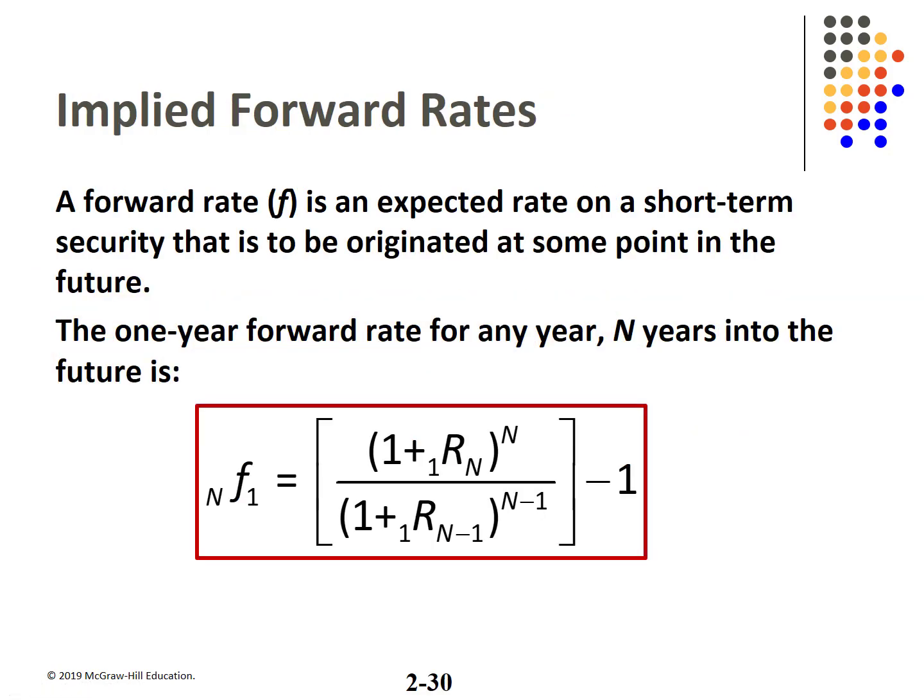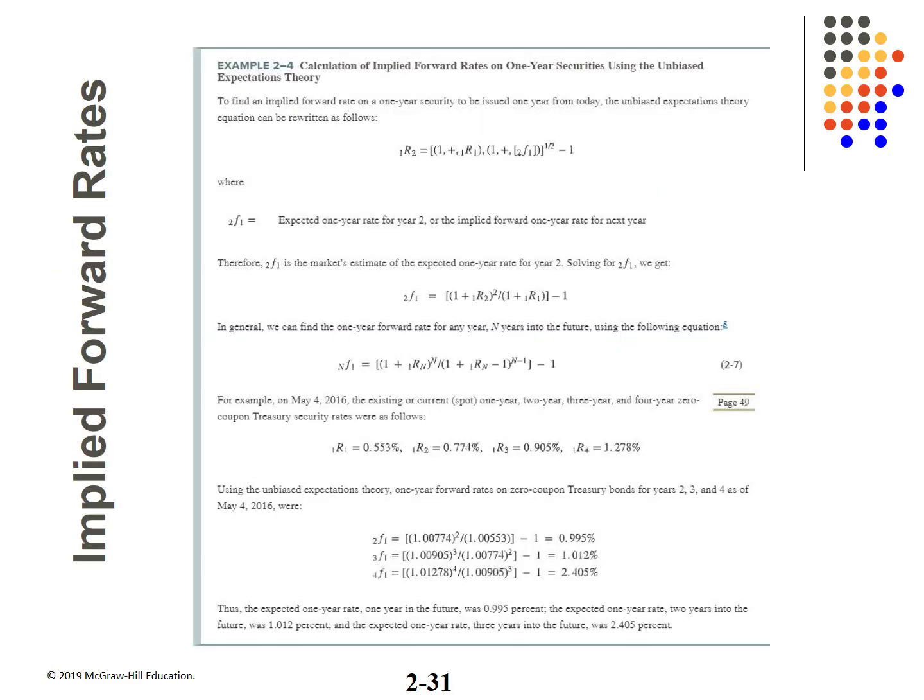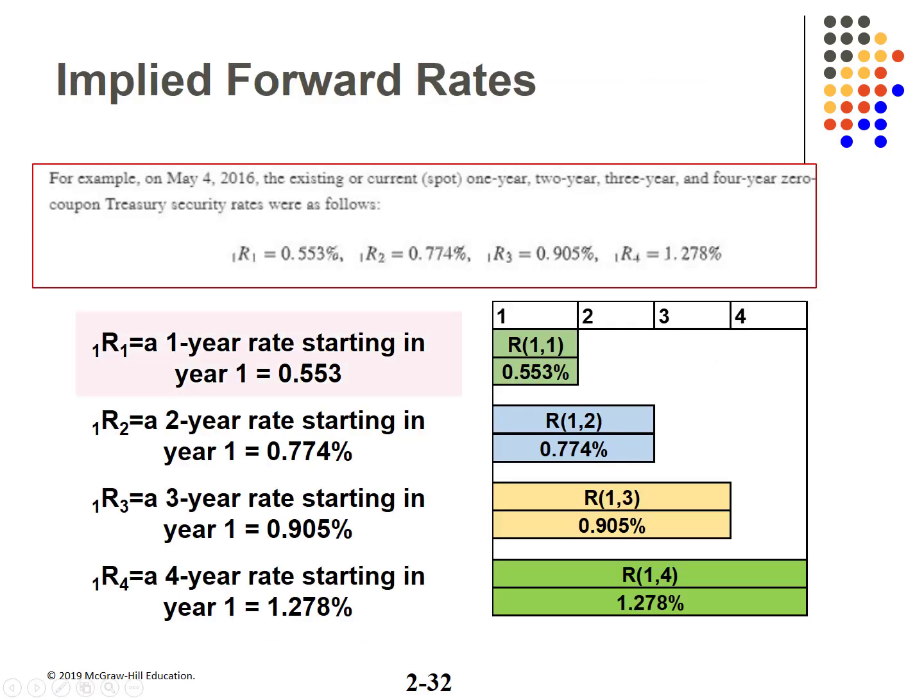Implied forward rates are exactly as named, implied. Using observable rates, we can imply future rates, and we're going to go through examples. This is example 2.4 from the text, and we're going to go over it line by line on the next slides. We are given a 1-year rate beginning in year 1, 0.553, a 2-year rate beginning in year 1, 0.774, a 3-year rate beginning in year 1, 0.905, a 4-year rate starting in year 1, 1.278.